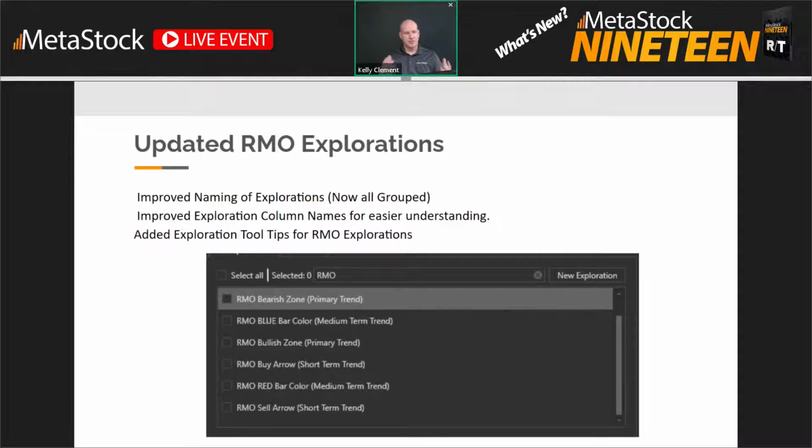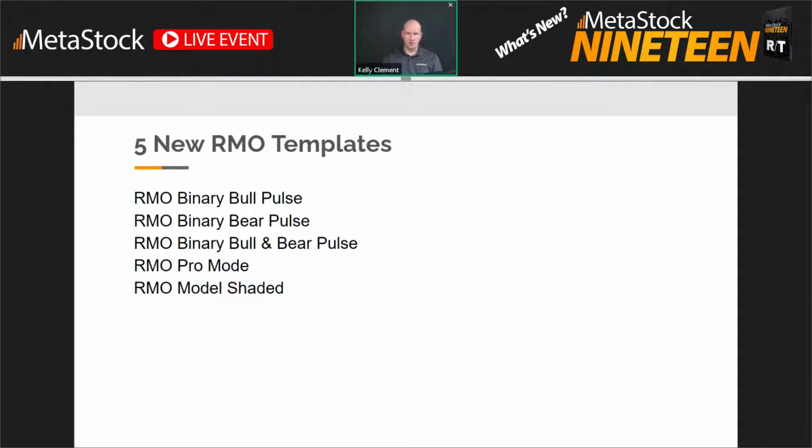But some of the things that we've done is with the explorations, they weren't all named RMO. You had swing trade, you had RMO, they're all named different ways. So we've redone them all, so they're all named RMO, and they have a better explanation of what it is you're looking for: the primary trend, the medium trend, or the short-term trend. They also have tool tips on them, so if you hover over them, it'll explain it. We added in close and volume into the explorations, so we added a lot there. So that's the explorations. We also added in 5 new RMO templates.